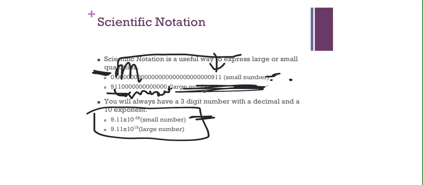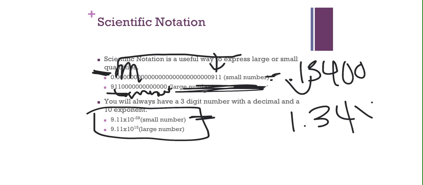So if I had 0.13400, the big difference here is that the decimal is now at the beginning of the number instead of the end. So I'm going to move this decimal until it's between the first two non-zero digits. So 1.34 times 10 to the negative 1. Does that make sense? Hopefully. No? You're just like, what? Okay, let's do that again.